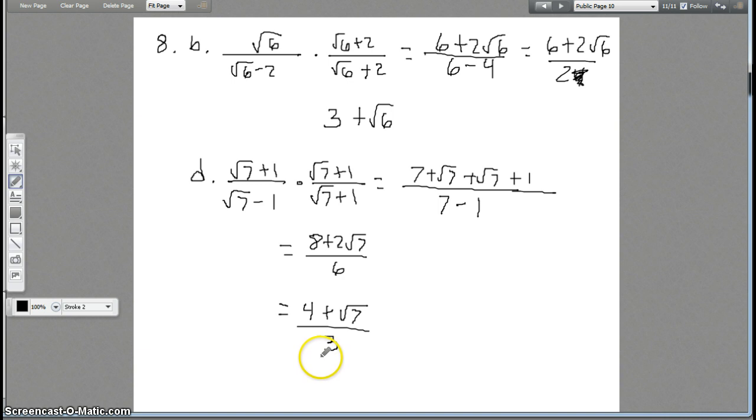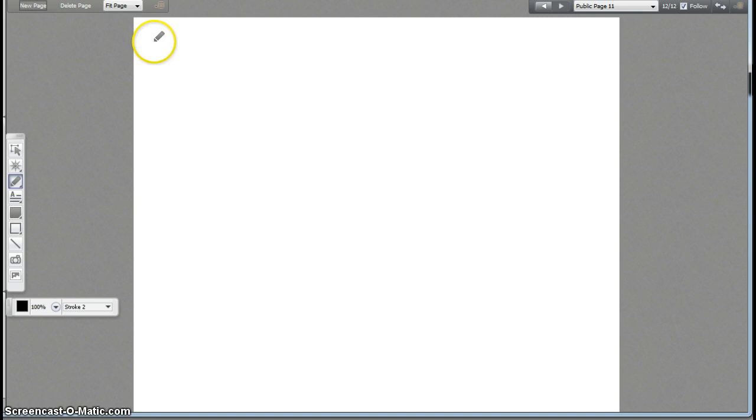And this was number 8, which is just like number 16 that I assigned for homework. So the next thing we're going to look at is number 10. The instructions for number 10 say rationalize the denominator of each of the following fractions. Assume that the variables represent positive numbers.